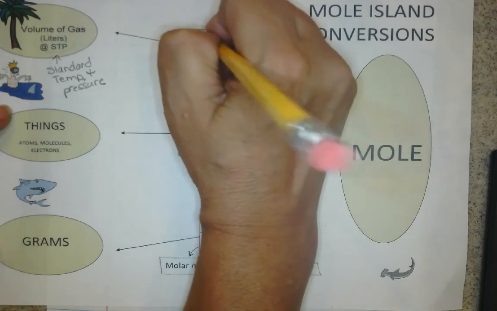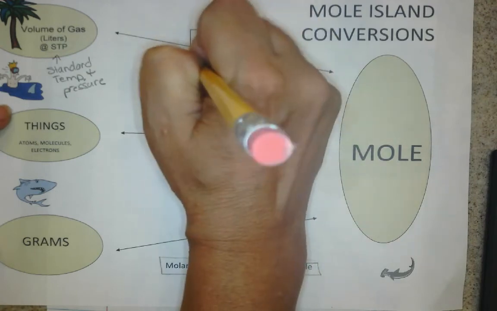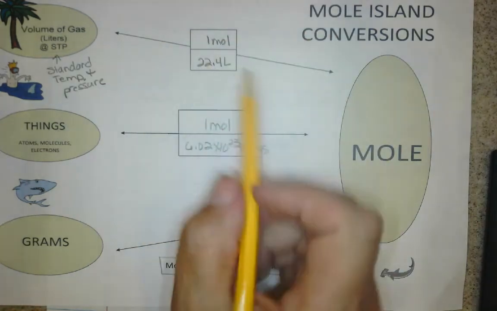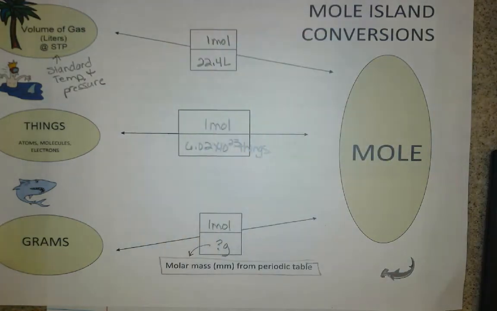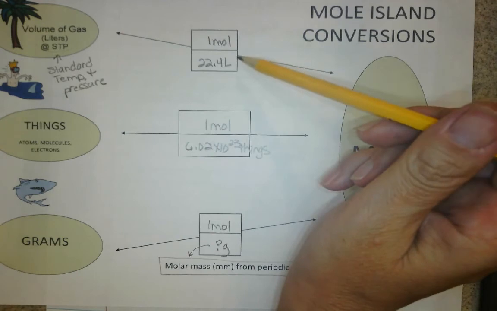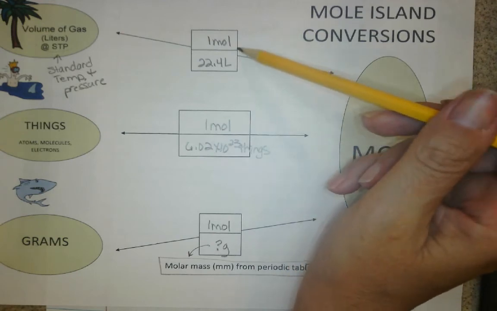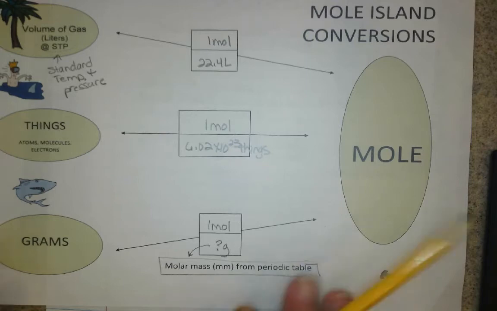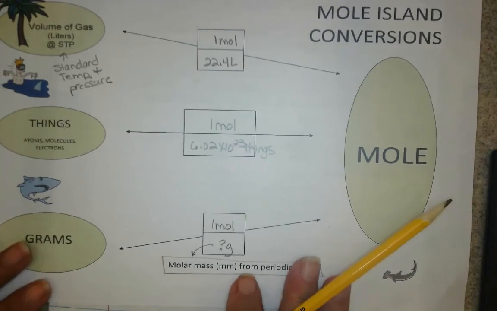For every 1 mole, it's 22.4 liters. And this is what Avogadro figured out that you learned about in that video. This is how we came up with the concept of this. For every 22.4 liters, there was the same number of particles. Okay, so keep this chart handy and use this.